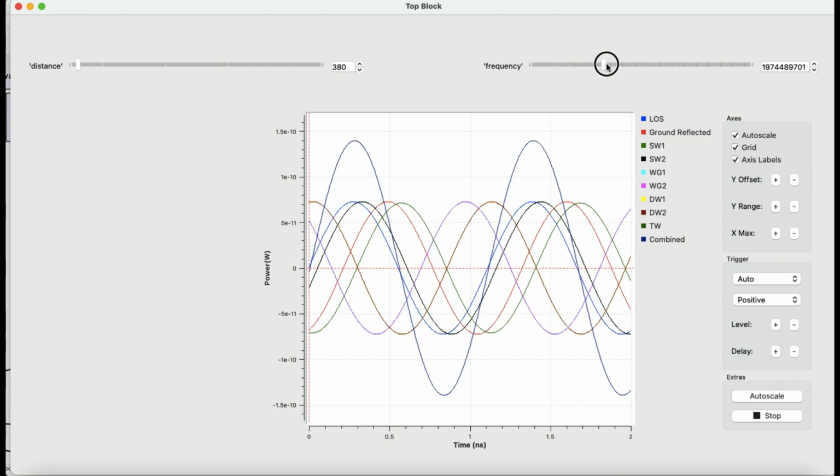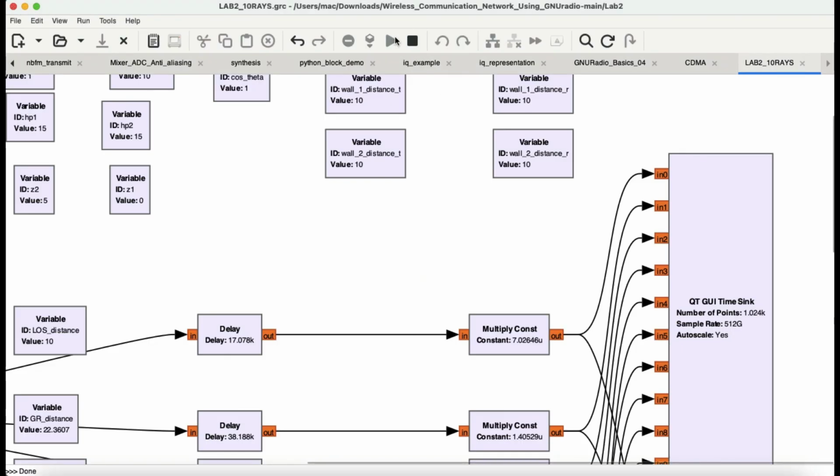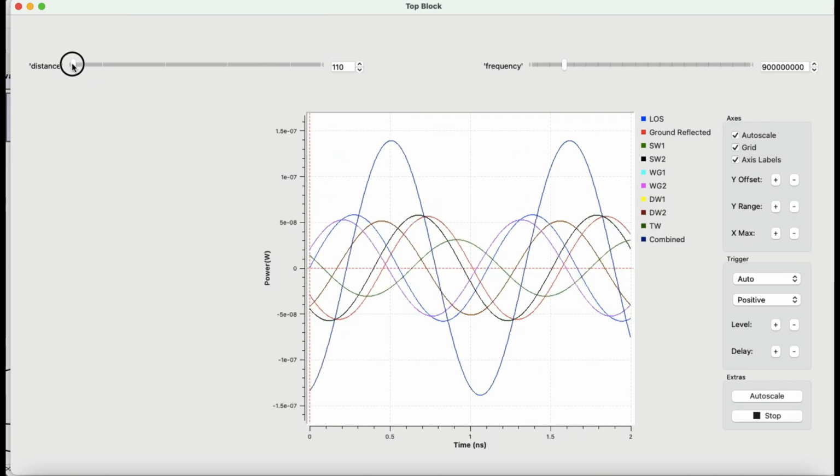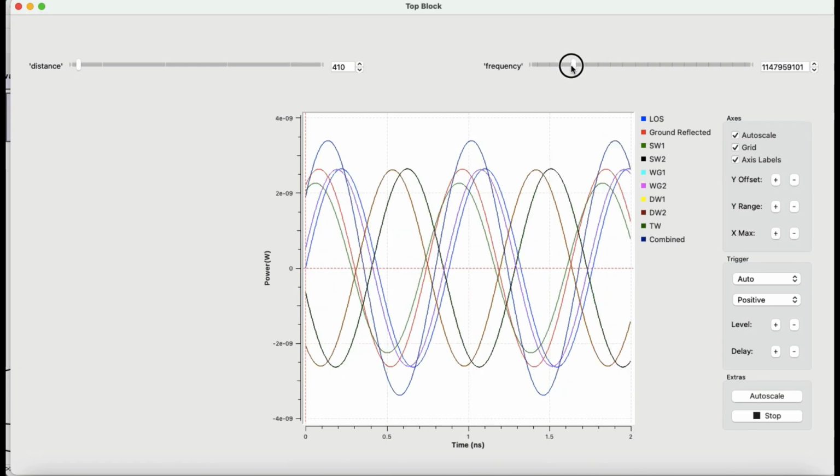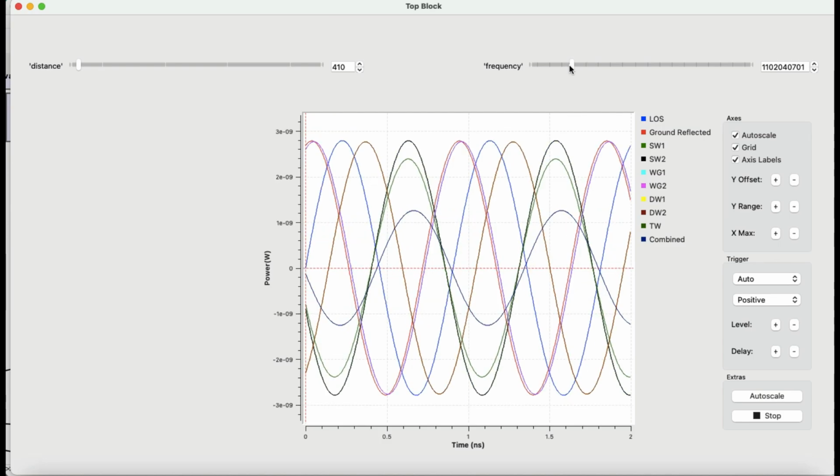Let's change the frequency and let's see if I can see the change. I think my flow graph was stuck. Let me just run this simulation again. Let's change the distance. Let's say 410, and let me change the frequency. So right here at this point, you can clearly see. Let's look at our combined wave. Because most of these things are canceling out each other, that's why you see a signal strength of my combined received signal at the receiver is going to be this, because most of them, or some of these, are canceling each other out.